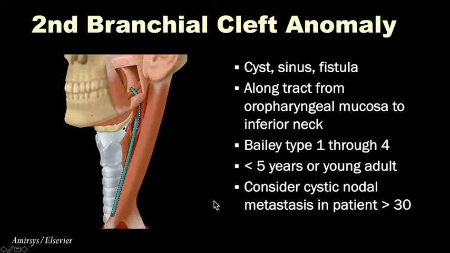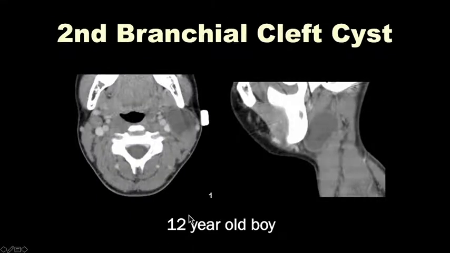These occur in young patients, so if you see a cystic mass in an older patient, it's important to consider the possibility of nodal metastases. Here's a 12-year-old boy with a classic second branchial cleft cyst. You see this unilocular cyst with a thin wall, anterior to the sternocleidomastoid muscle, posterior to the submandibular gland, which was one slice inferior to this, and lateral to the carotid space.